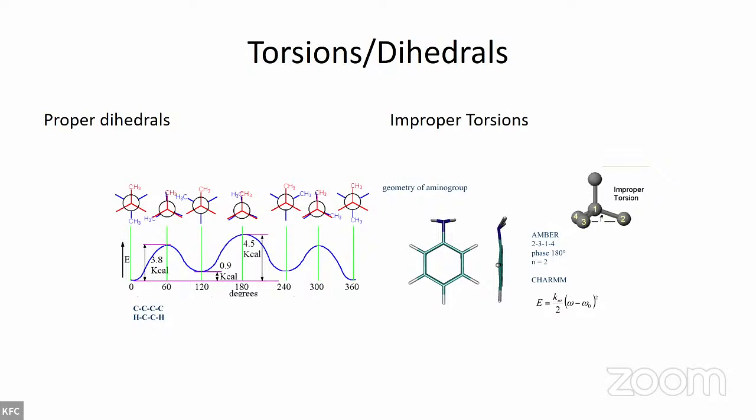Similarly, improper torsion is basically looking for how the molecule should be straight.